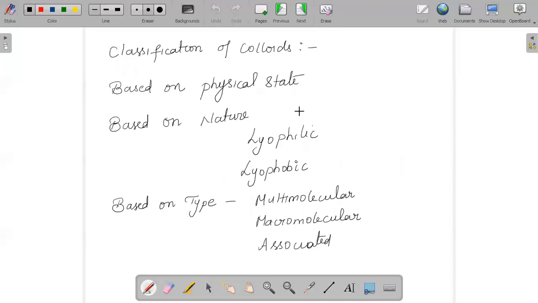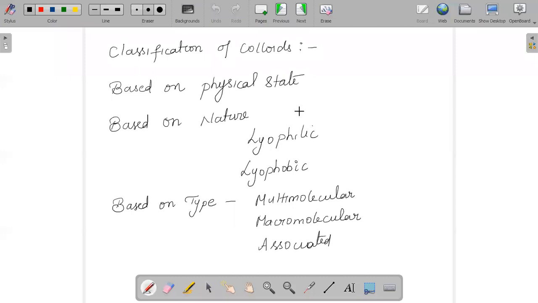And the next important concept is what are colloids. This chapter is merely a theoretical chapter and it's very simple. Hence it would be very simple to learn as well as to score marks from this chapter. The questions are very simple to attempt.